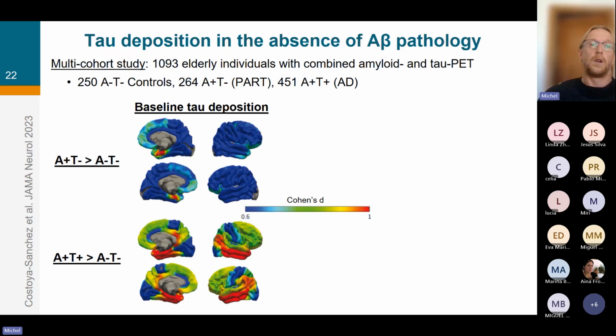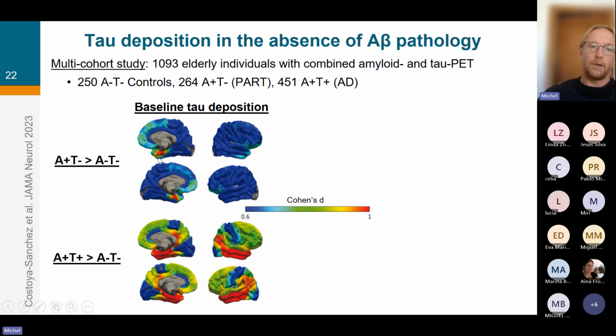And we used this data to classify these individuals, whether they had evidence of amyloid in their scans, or of medial temporal tau in their scans. If they had A-, no evidence of amyloid, but evidence of medial temporal tau, then we would call them PART, or the imaging analogon of PART. And if they had both, well, that's a classic biomarker definition of Alzheimer's disease. Looking at these at baseline, first of all, we see that these imaging-defined PART cases have tau pathology mainly restricted to the medial temporal lobe.